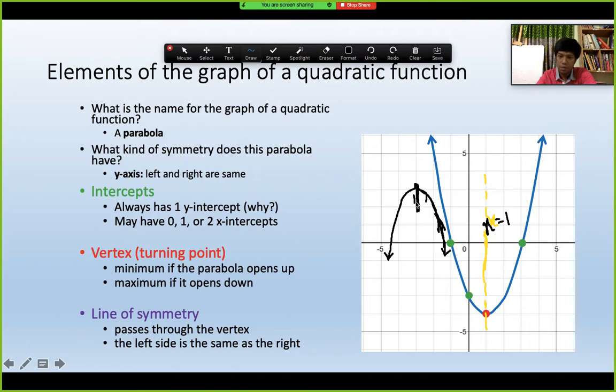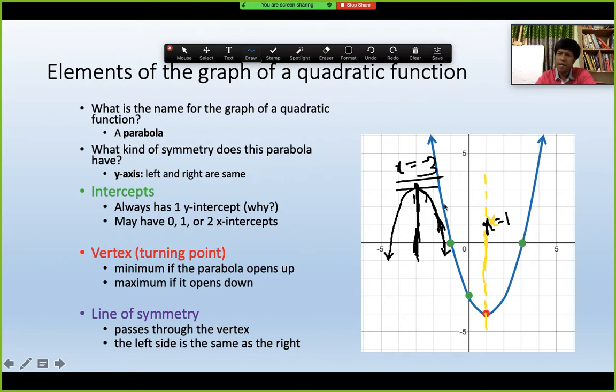So what will be the equation of the line of symmetry? This is -1, -2, -3. So x equals -3. x equals -3 will be the line of symmetry here, because this is -1, -2, -3. This line is going through x equals -3. That's why the line of symmetry is this.